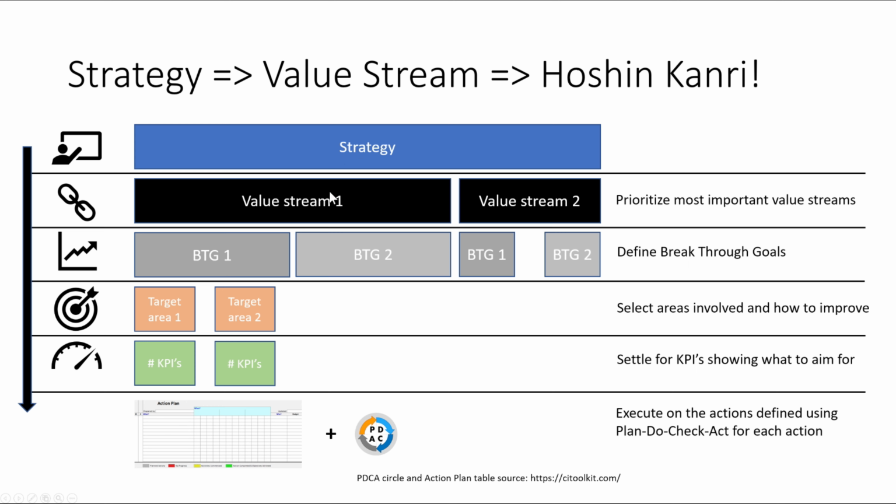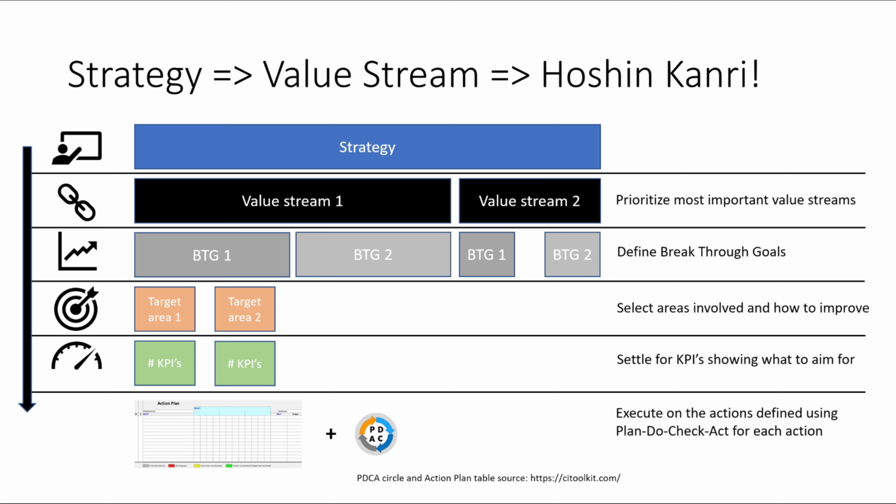But it's very, very important to understand that the value streams and the breakthrough goals and the target areas and the KPIs and the actions, in order for them to be relevant and right in order to fulfill the strategy, you have to really involve your organization. And by involving them, you get the ownership and all these things that has to do with creating a culture and continuous improvement. So this is very important to understand.